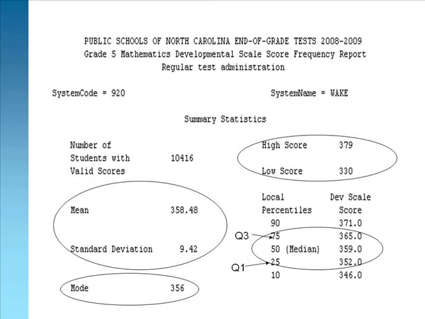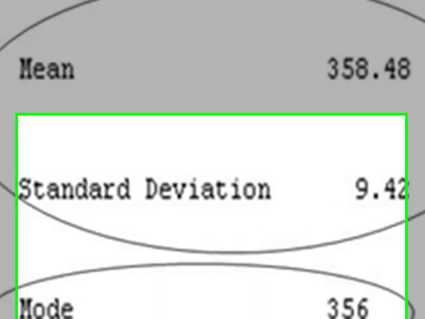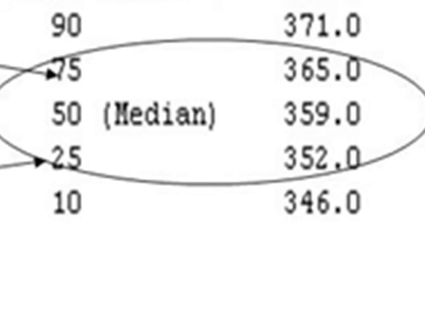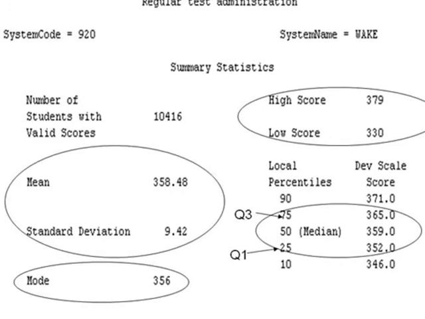Here is the top of an end-of-grade frequency report that was printed from North Carolina Department of Instruction software. It reports the results of all the Wake County Public School System's Grade 5 Mathematics EOG test for 2008-09. Notice all the summary statistics that it gives: the standard deviation, the mode, the median. Now, notice how close the mean, median, and mode are to each other. This indicates a symmetric distribution.